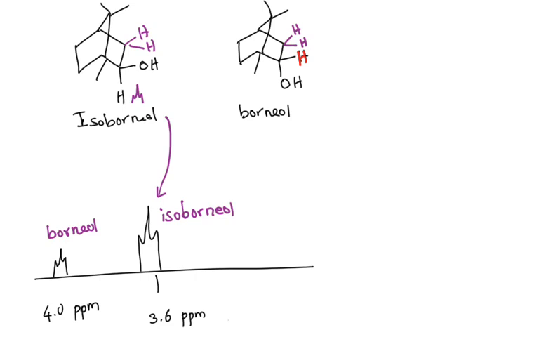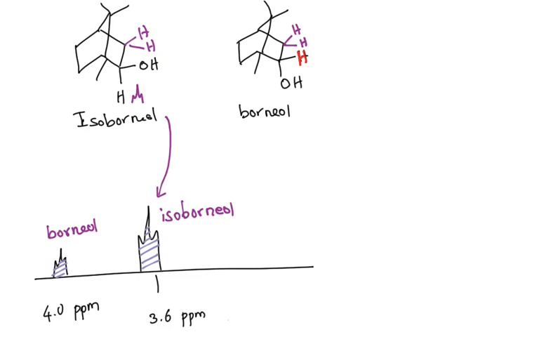Now, how do you know how much isoborneol and how much borneol are there in your mixture? You can look at the size of the peak. Sorry, did I say volume? The area of the peak, right? The area of these two peaks. We call it integration, right?